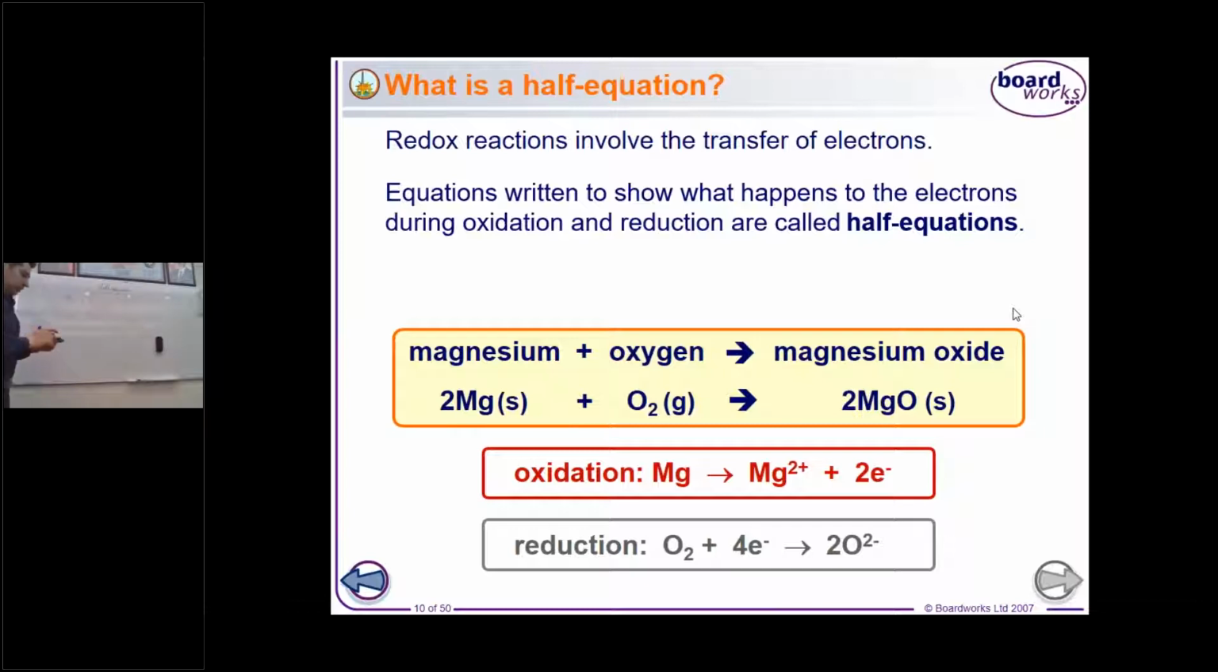So, half equation. Again, a half equation represents which element is reduced or which element is oxidized. We are just showing them in an equation. So let's check. Again, you can do it by oxygen or you can do it by magnesium. But in half equations, you have to show these electrons. So you have to find their charge first.